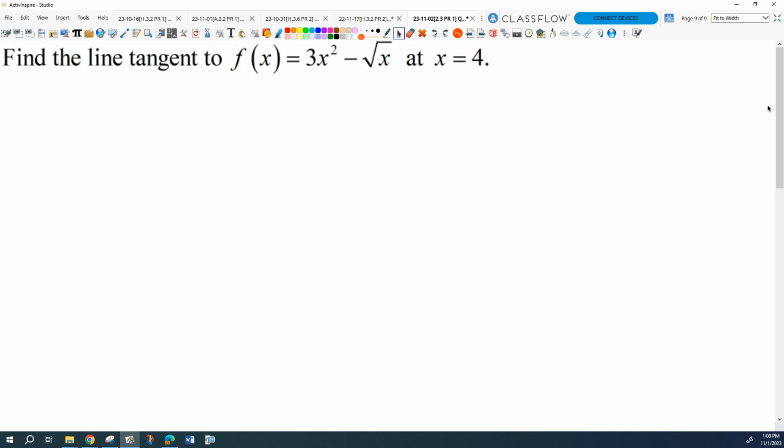Okay, one more and we'll call her good. How about this one? So find the line tangent to f of x at x equals 4. Okay, so we need a point and a slope, right? We can find a point right now. What's our point of tangency going to be?